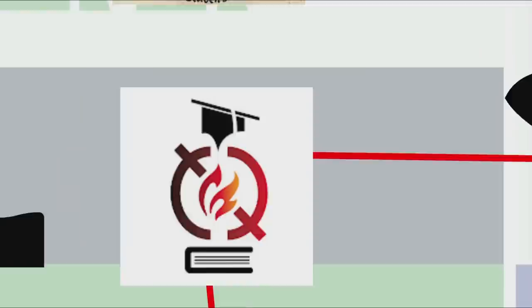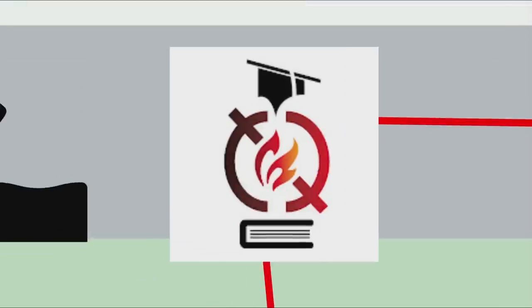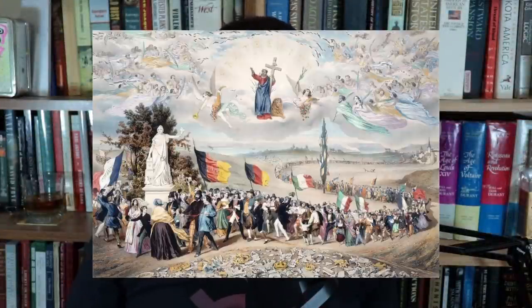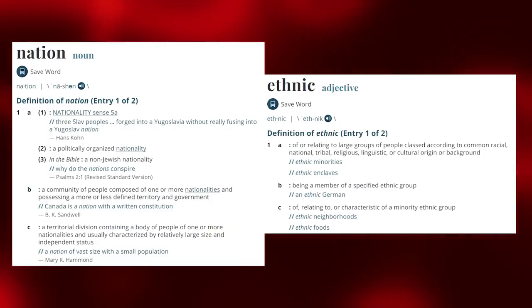Now, I said that the modern political sense of nation was a later development, and so too is the concept of the nation-state, which my friend Cynical Historian can tell us about. Nation-states are a fairly new concept. They really only date back to the 1840s. Otherwise, most people are actually referring to ethnicity, which is quite a different concept from nationality.